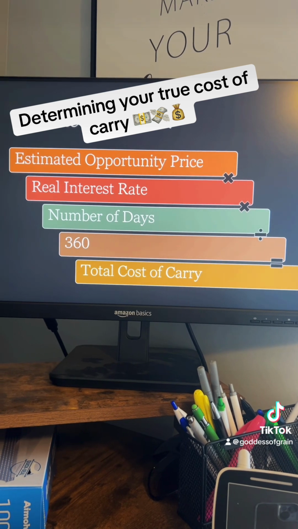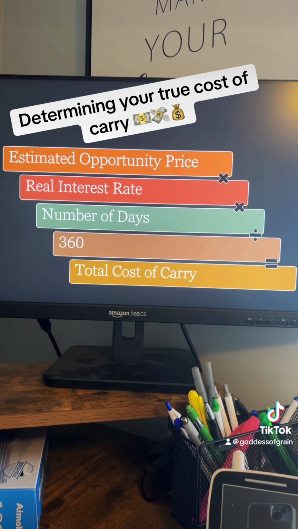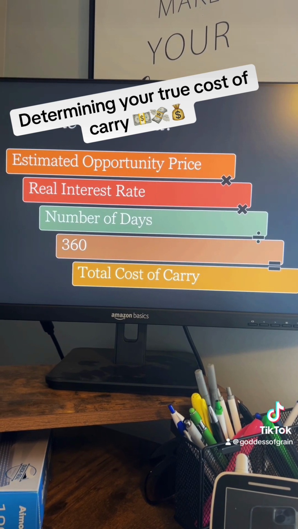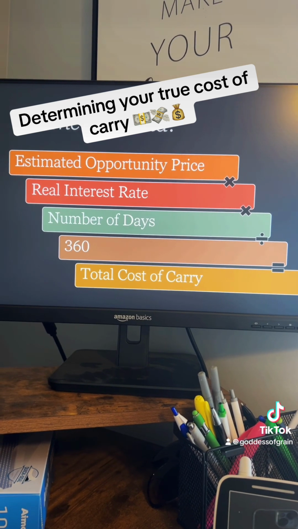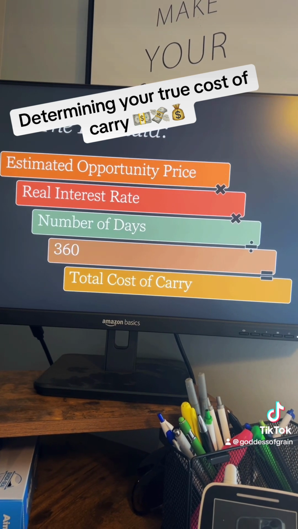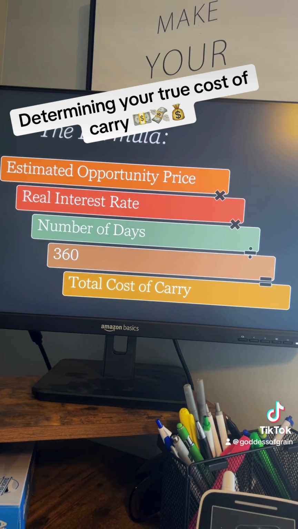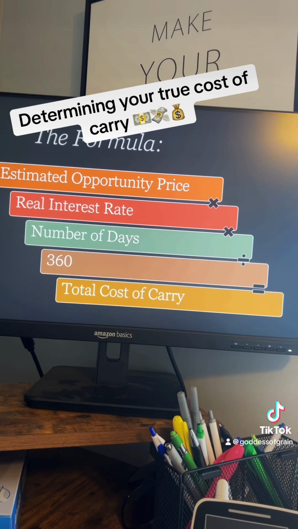Here it is. The formula for determining your cost of carry is your estimated opportunity price times your real interest rate, multiply that by the number of days you're intending on holding the grain, divide that by 360. Why? I'm not really sure. I just follow directions, and that will give you your total cost of carry.